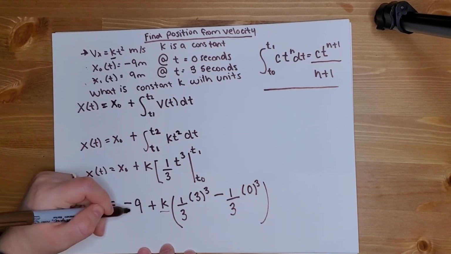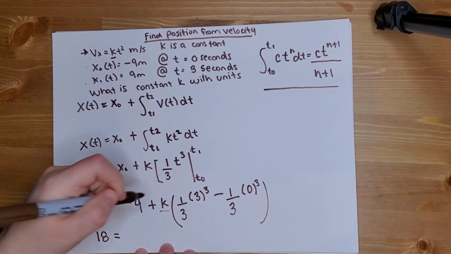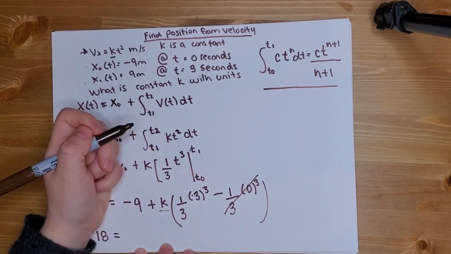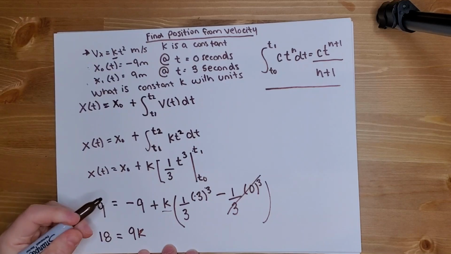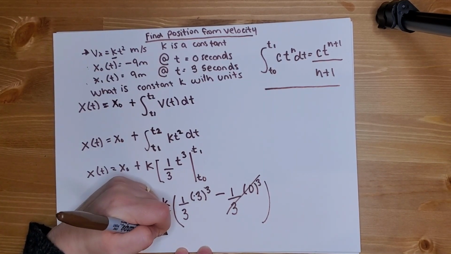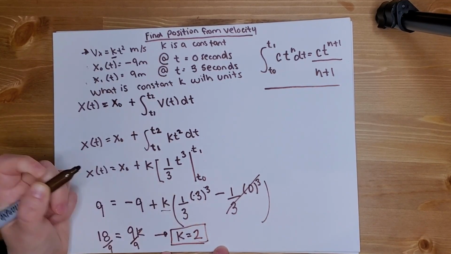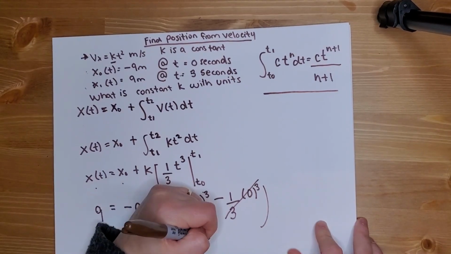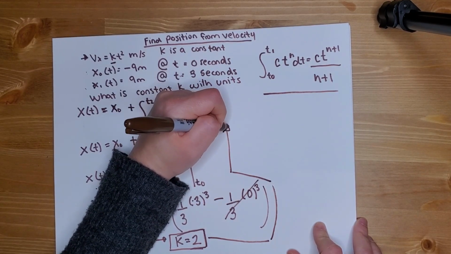So I take this 9 over here, and we have 18 equals, and this term is just 0. 3 cubed is 27, over 3 is 9, so 18 equals 9k. We can divide both sides by 9, so we get k equals 2. It's that simple. I hope that was easy and you were able to understand, as I went a little bit fast on this. However, we have not accounted for the units.